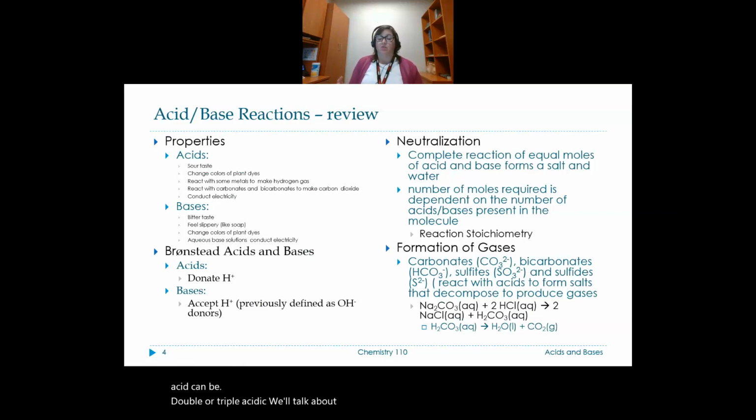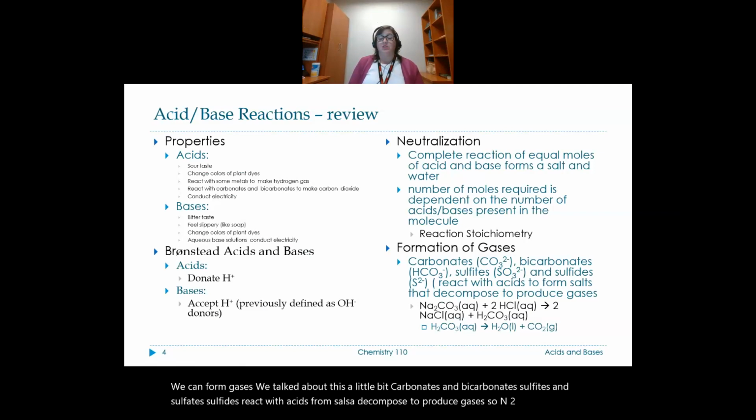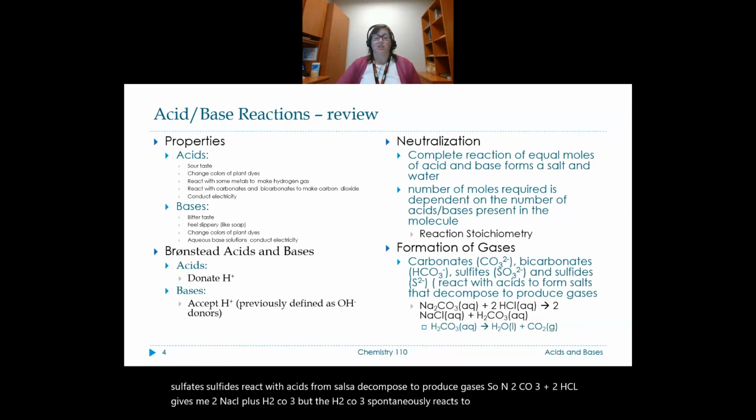And so we have to have the right number of moles for that, but we'll get to that in a little bit. And we talked about that in the reaction stoichiometry. We can form gases. We talked about this a little bit. Carbonates and bicarbonates, sulfites and sulfides react with acids to form salts that decompose to produce gases. So Na2CO3 plus 2HCl gives me 2 NaCl plus H2CO3, but the H2CO3 spontaneously reacts to give me H2O and CO2. So I can get formation of gases when I do these neutralization reactions.